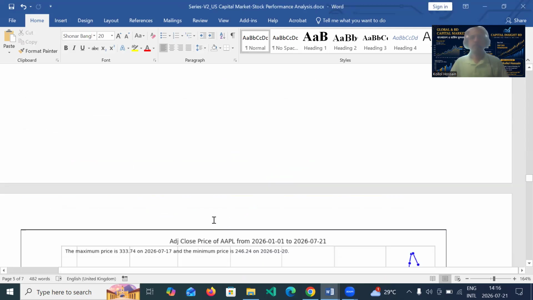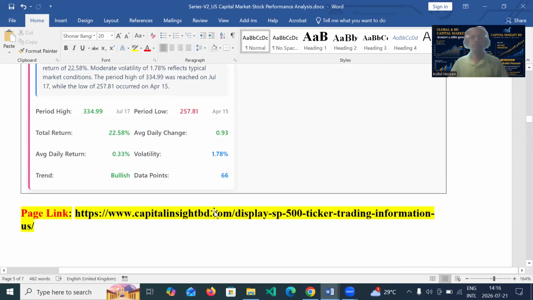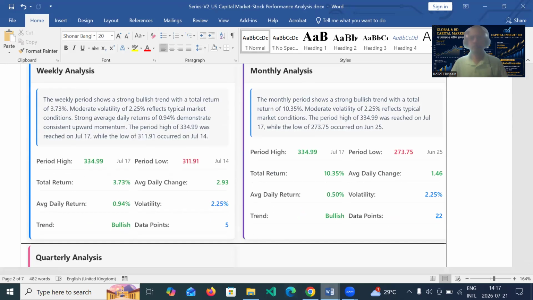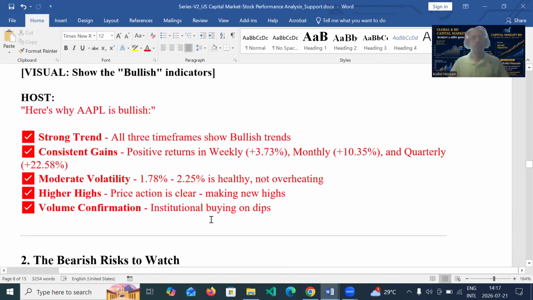So, I go back to the dashboard over here so that we can take a look again. Here is why Apple is bullish. Strong trend, all 3 time frames show bullish trends. Consistent gains, positive returns: weekly 3.73%, monthly 10.35%, and quarterly 22.58%. All are positive figures.